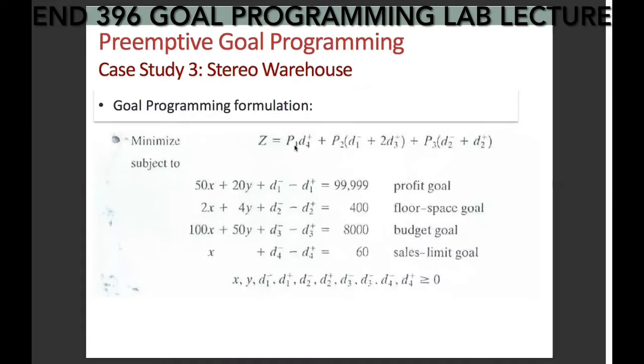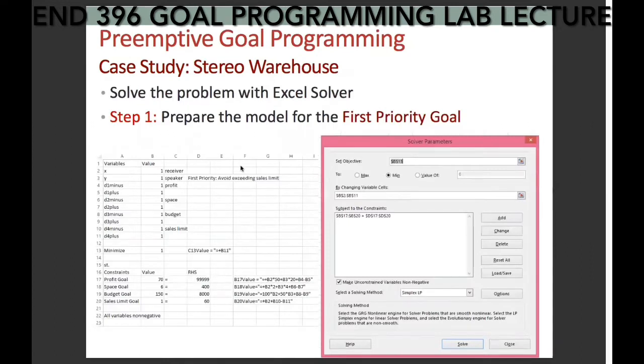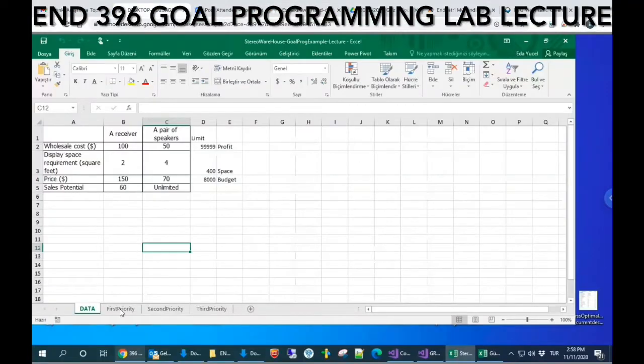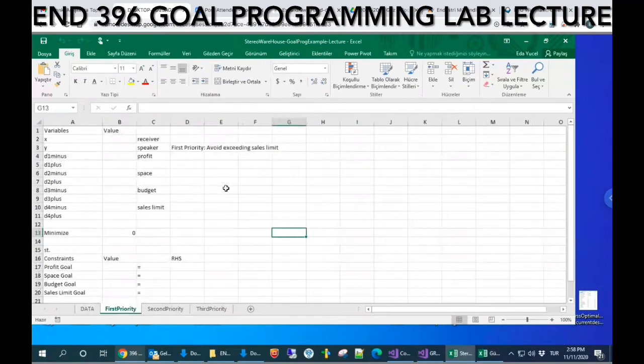As you see, for each goal, we have a penalty coefficient and we multiply the corresponding deviation variable, or the expression corresponding to this goal, with the penalty coefficient. Next, we will solve this problem using the preemptive approach in Excel. Okay, let's open our Excel sheets. We should start with the first priority goal.